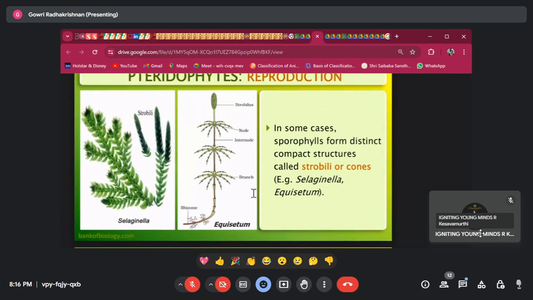All right. In some cases, sporophylls form distinct compact structures called strobili or cones. You can see here in the Selaginella, the strobili is like this, and in Equisetum, the cone is like this. That is a cone or strobili.